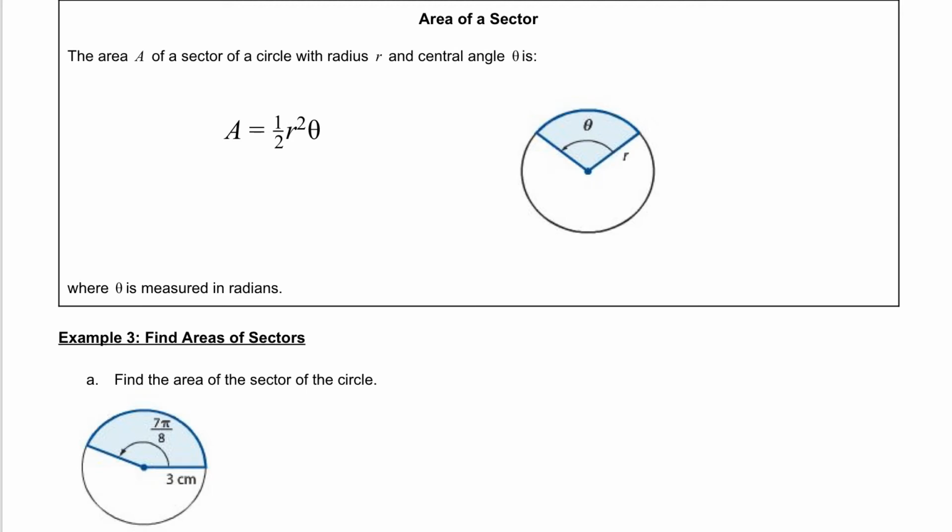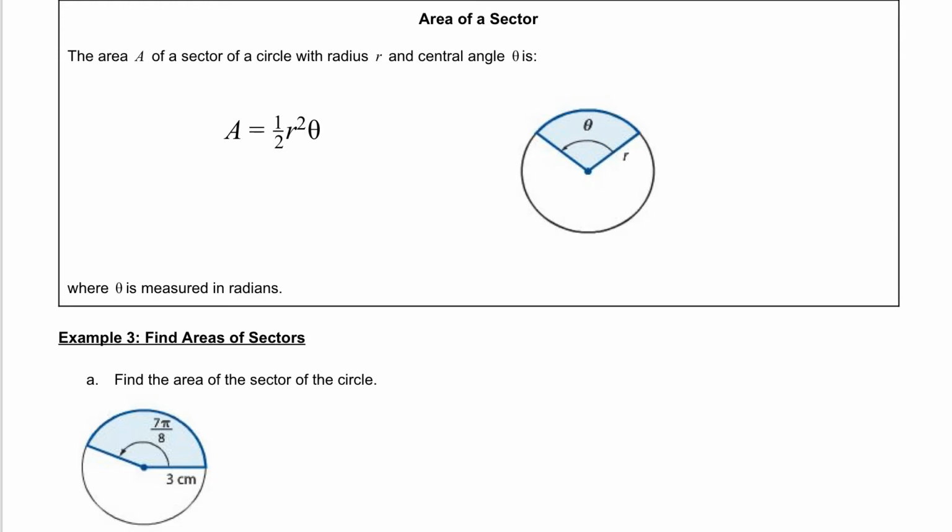In example 3, we're going to find areas of sectors. So if we take a look at the box on the top, the area A of a sector of a circle with radius r and central angle theta is A equals 1/2 r squared theta. So looking at the picture, what we're trying to find is the whole area inside here, this shaded region.